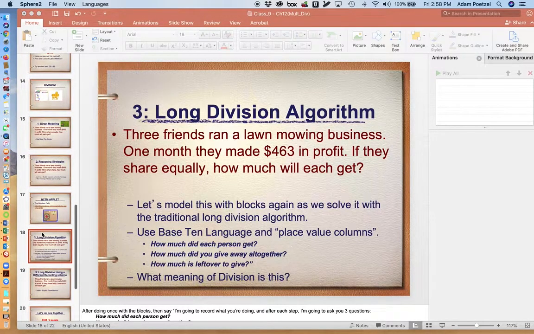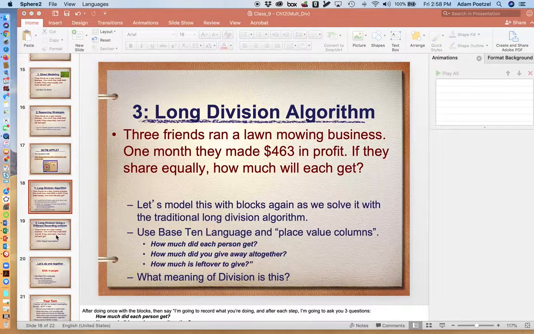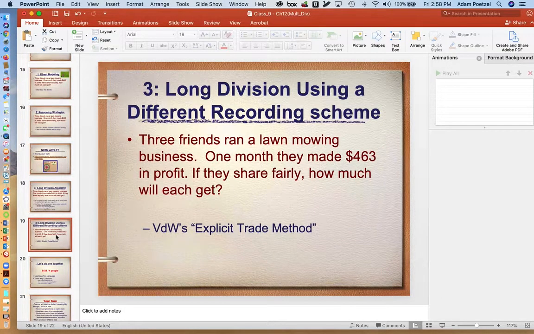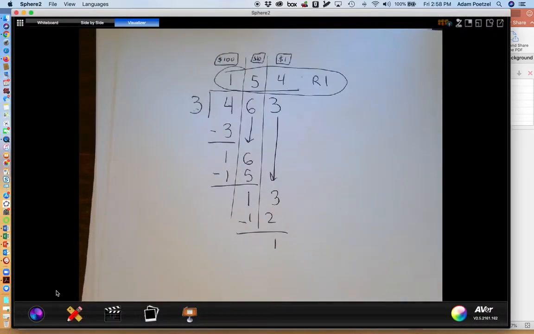And that's what we see right there. So now, just for the side note, Van de Walle offers something in his book that, as you look at the chapter, he calls the explicit trade method. And it's really interesting. It's a different way to record the standard algorithm, which actually makes a lot of sense, but I'll be honest, not a lot of curricula use it, but I think it is deserving of a head nod here. And I just want to show what that looks like as we go through.